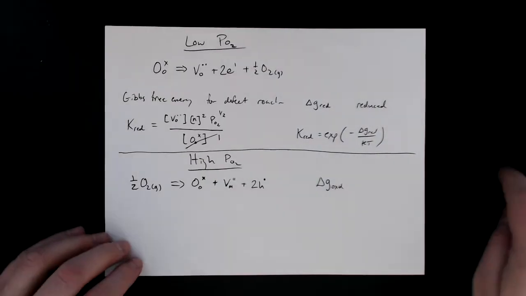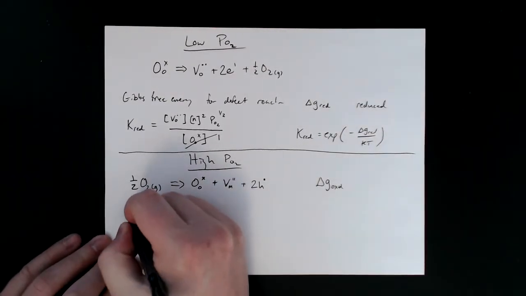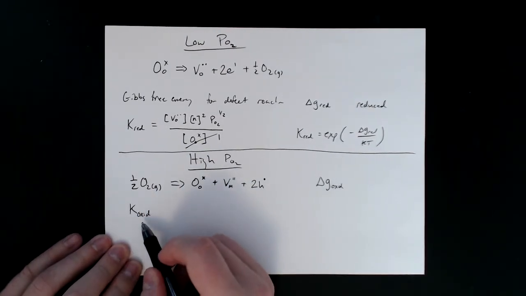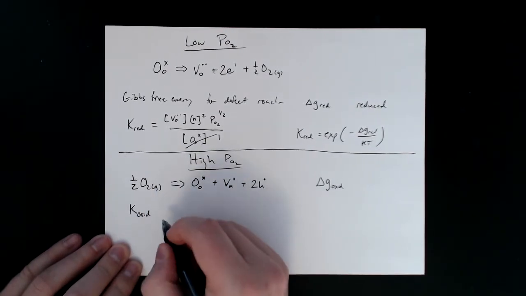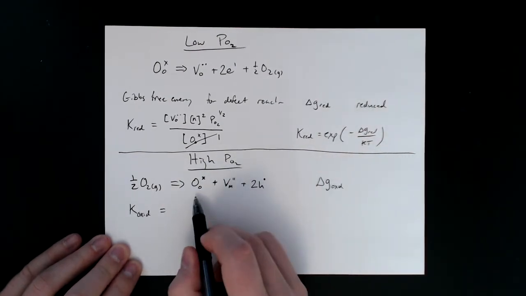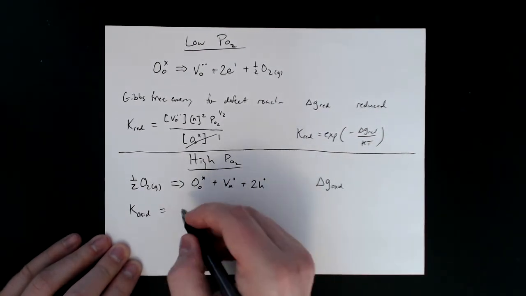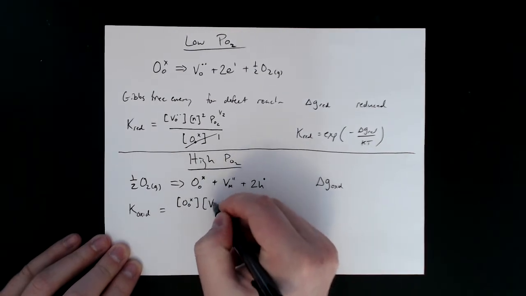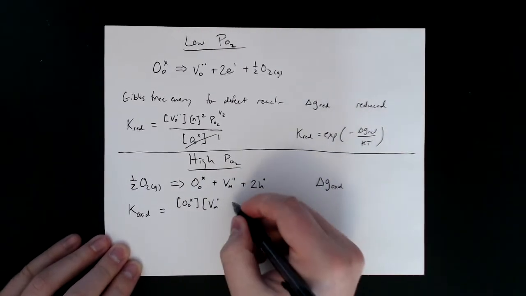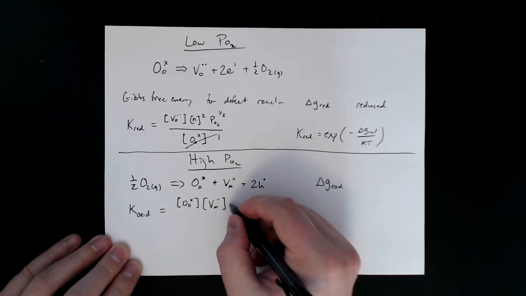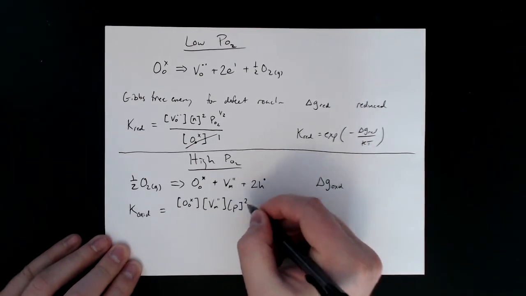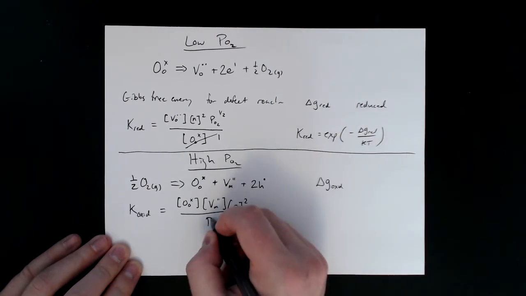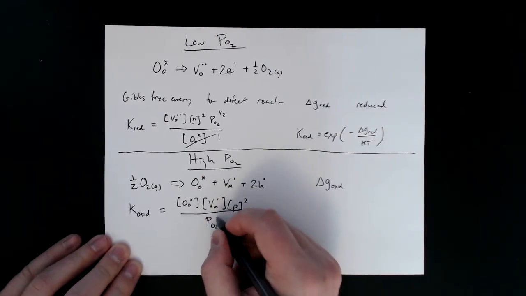All right, let's write the mass action now. So we're going to call this one K_ox, for oxidation. And again, it's going to be products over the reactants. So in this case, we have O_O^x, the metal vacancies, and then p squared because of the 2 here. And on the denominator, we're going to have PO2 to the 1/2.